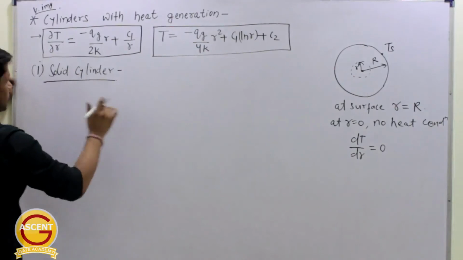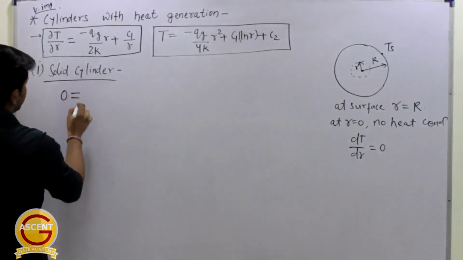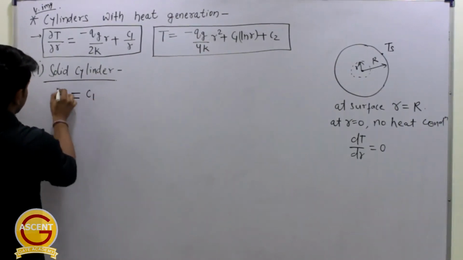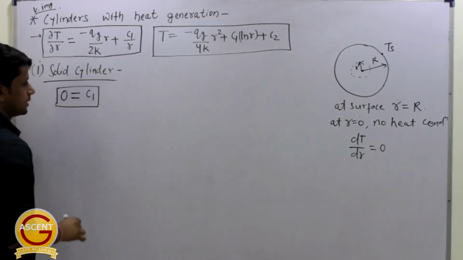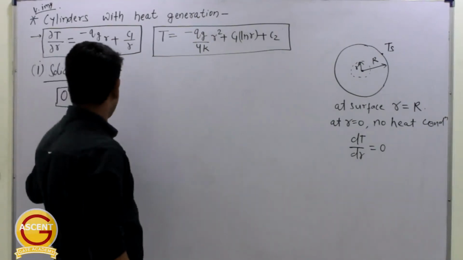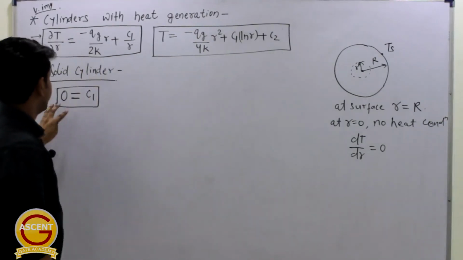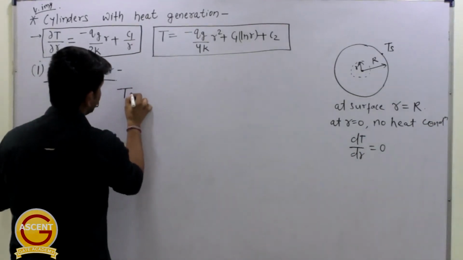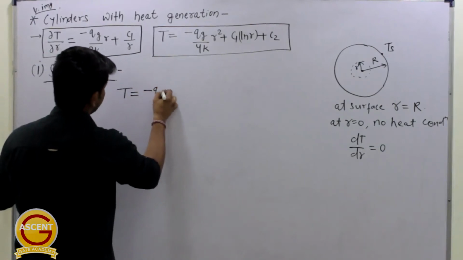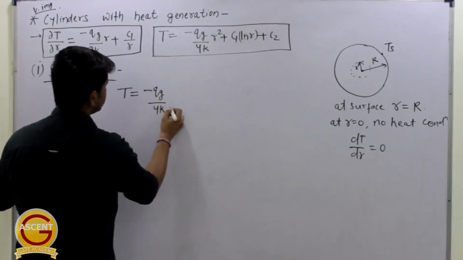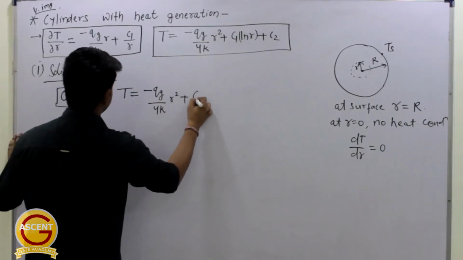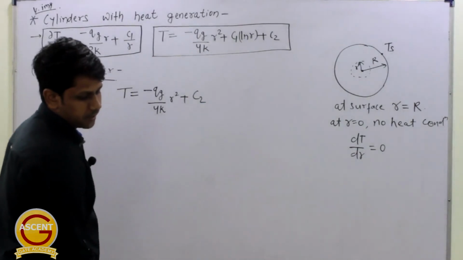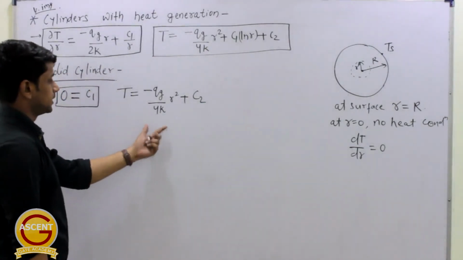So ∂T/∂r will be equal to 0 at r equal to 0, so from here itself you will get C1 equal to 0, right? So this was our first boundary condition, and we have got C1 equal to 0. Due to this, the temperature formula will become T equal to minus Qg by 4K into r square plus C2 only, correct? So this is our temperature equation in case of a solid cylinder.